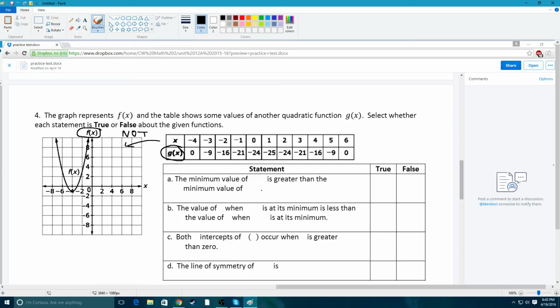I'm trying to figure out why this isn't showing up. I think this is supposed to be an f of x. And this is supposed to be a g of x. And this is f of x and g of x. That's supposed to be an x, that's supposed to be an x. Both x-intercepts of g of x. Okay, I'm just doing my best from memory. The line of symmetry of f of x.